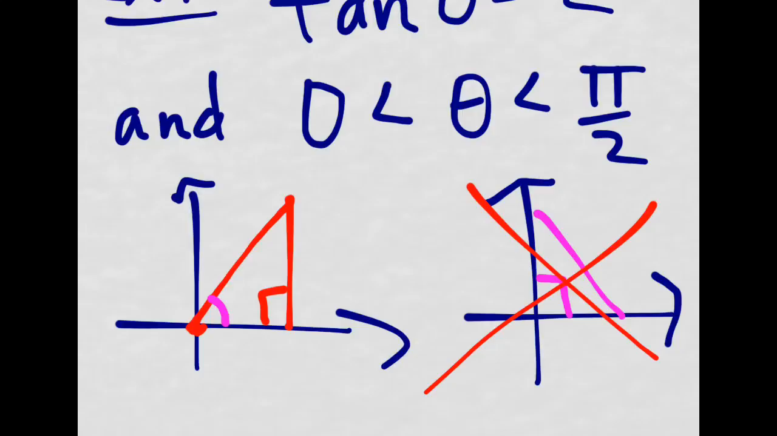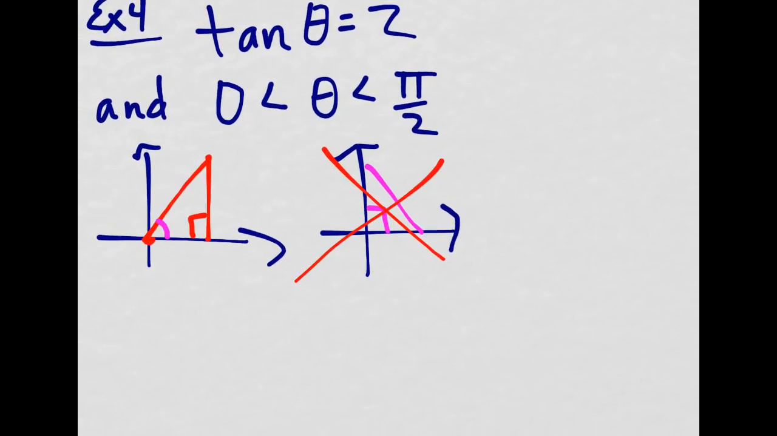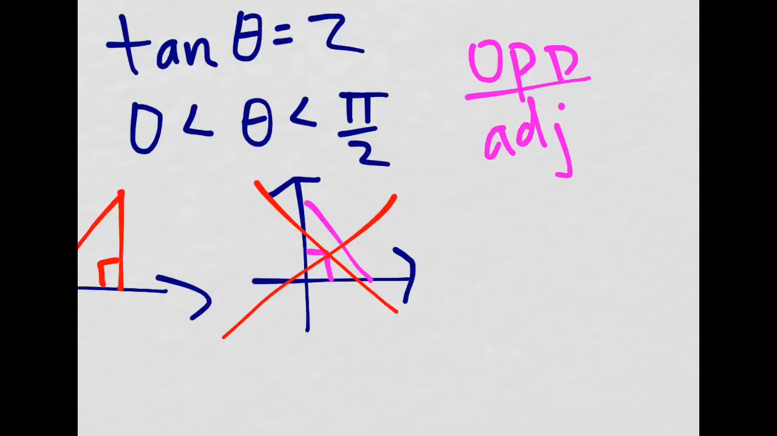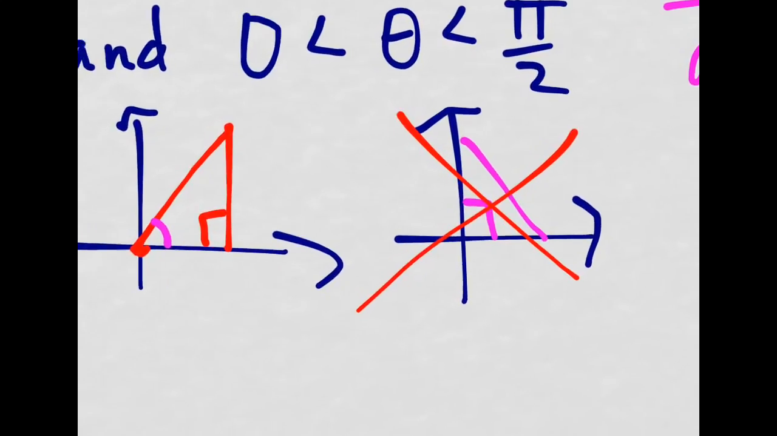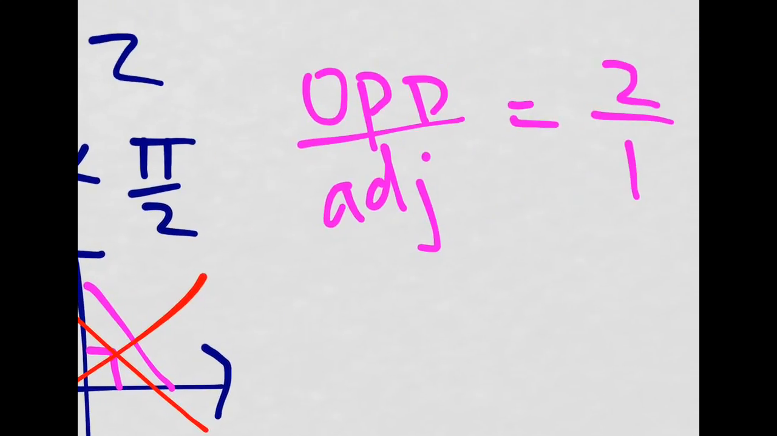Alright, so the next thing we need to do is we need to know what is tangent. In SOHCAHTOA, what is tangent? It's opposite over adjacent. Alright, so my tangent here is equal to 2. I need it as a fraction, so my fraction would be what? So it's 2 over 1.